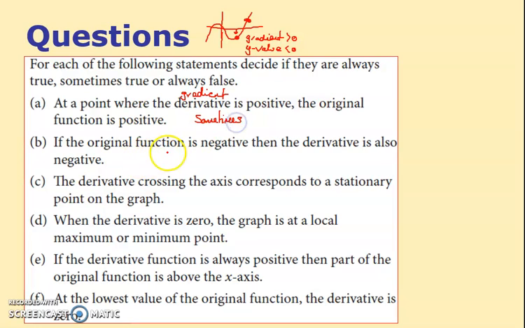What does B say? If the original function is negative, I'll take that point there, then the derivative is always also negative. Well, it might be. There, for instance, it is. It's going down at that point, it's under. But here it's going up and it's under. So again, this is sometimes true, but not always. I want you to go through those and decide whether you think it's sometimes true, always true, or always false. And that presumably is a mixture of all. So pause the video now. I'll then start it up again and you can check your answers.